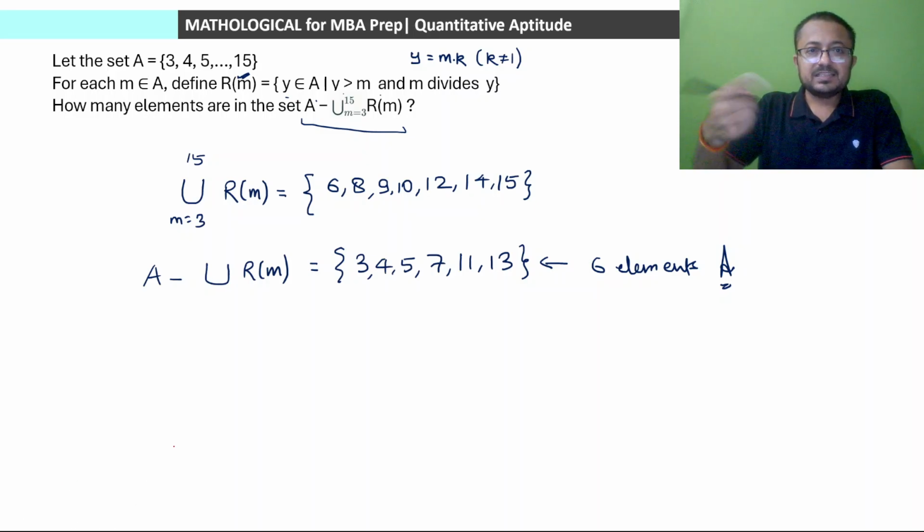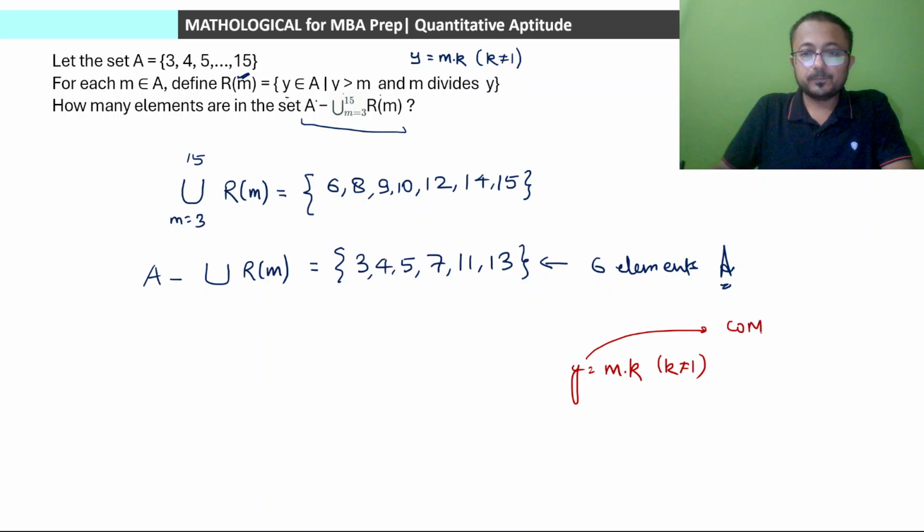understand that जितने भी हमारे R_m relations आएंगे, in that case if y is a multiple of m and k is not equal to 1, in such a case y will always be a composite number, isn't it so? Y will always be a composite number, यानी कि prime numbers will be excluded from this relation. All prime numbers will be excluded from this relation.